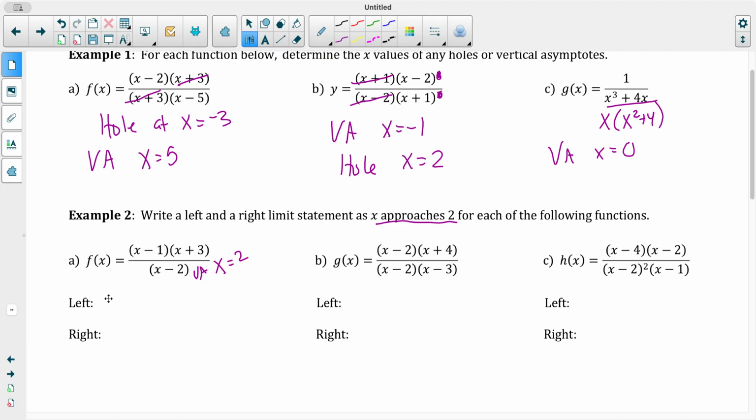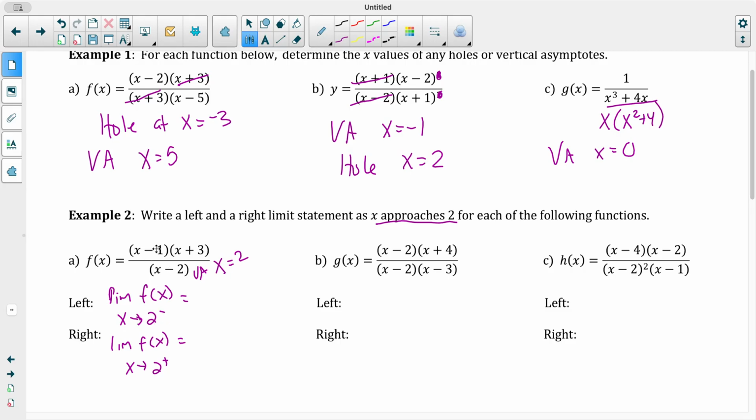Okay, so the limit of f of x as x approaches 2 from the left is going to be, since that's an asymptote, either positive or negative infinity, right? And then the limit of the function as x approaches 2 from the right is going to equal, again, either positive or negative infinity. So without graphing, how would we know? Well, you can plug in some numbers that are bigger than 2 and less than 2.